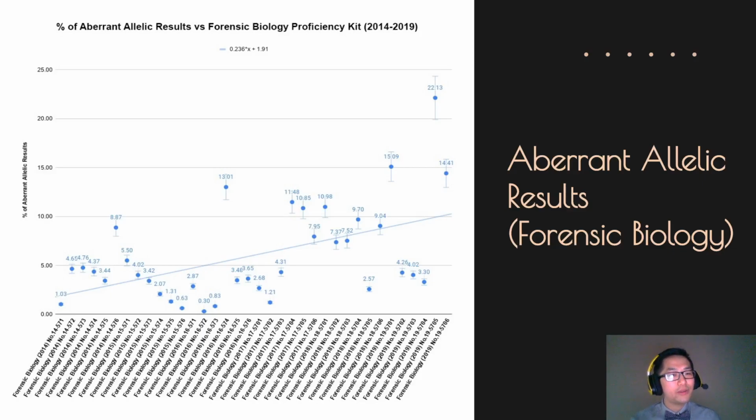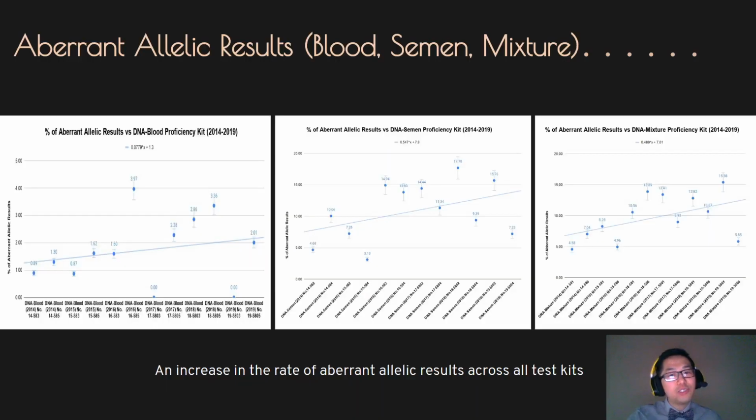For the next part, for the aberrant allelic results for forensic biology, what you see is a general positive trend. There's this slope increase. What we see is the aberrant allelic results, or that variation percent, has increased over the years. For forensic biology, it has increased at 0.2%. And interestingly enough, for all the other test kits, blood, semen, and mixture, there has been an increase in the aberrant allelic results, which shows that sensitivity, as talked about earlier, does affect this aberrant allelic result percentage that's found. It seems like it's on a general increase overall.